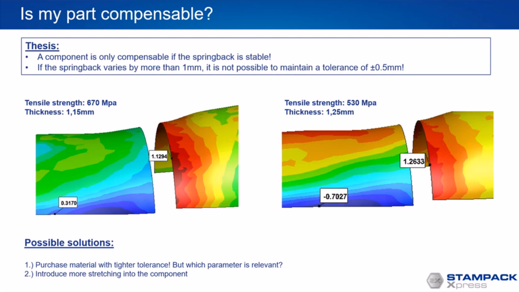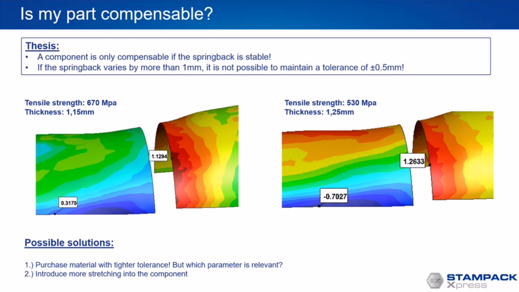So bottom line is we need a technology that quantifies my variations. And only if the variations are small enough, then I have the chance to compensate the springback to get into tolerance.